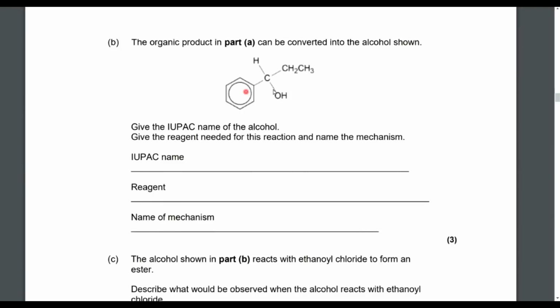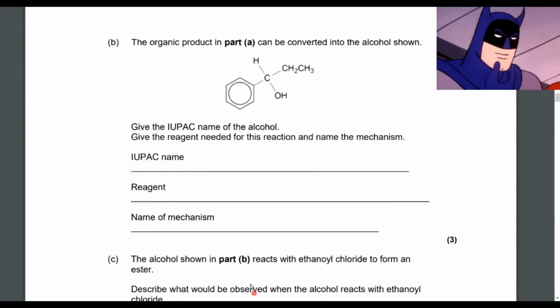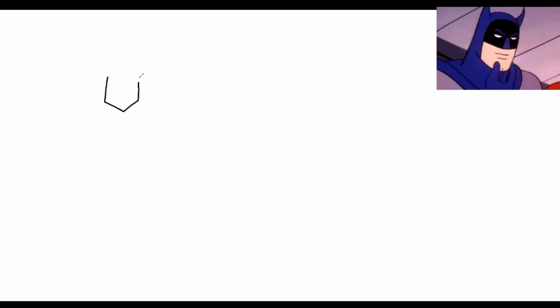Let's get into the organic product in B. So, part B: the organic product in part A can be converted into the alcohol shown. So we've got a new thing here that's made from what we made in part A. Give the IUPAC name of the alcohol, give the reagent needed for this reaction and the name of the mechanism. Now, I'm going to get a bit extreme here. It's only 3 marks, but I'm going to show you how we get from A to B.